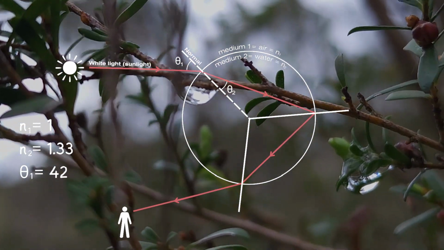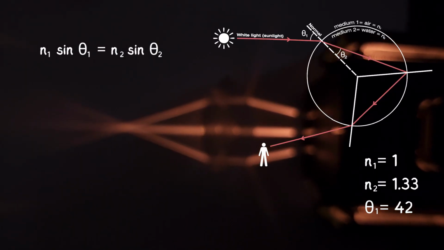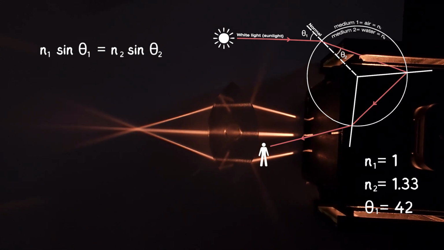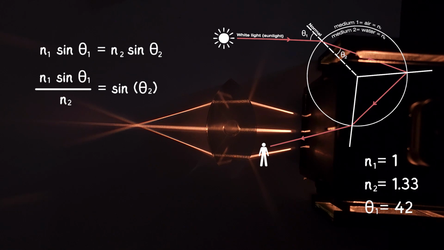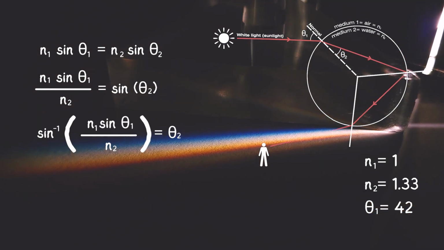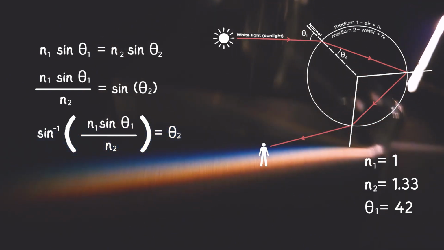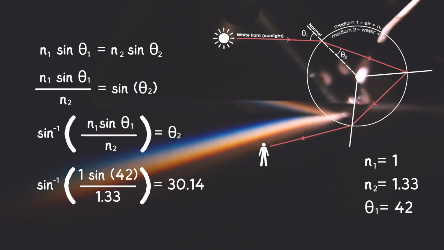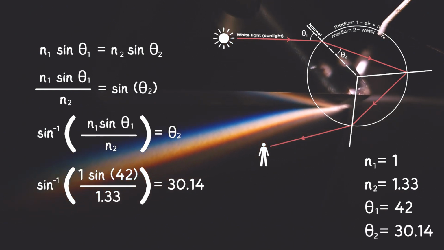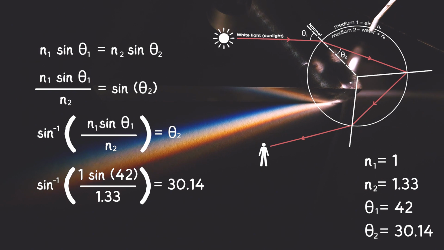With these variables now defined, we can now use them to calculate the angle of refraction, θ2. We will need to algebraically rearrange the Snell's law formula to solve for θ2. First, we will divide both sides by n2, then we will take the sine inverse of both sides, which cancels out the sine on the right-hand side, isolating θ2. This gives our expression for solving θ2. Now, by substituting in values we have previously defined, we can calculate the value of θ2, which is found to be 30.14 degrees, which is our angle for refraction in the water droplet.